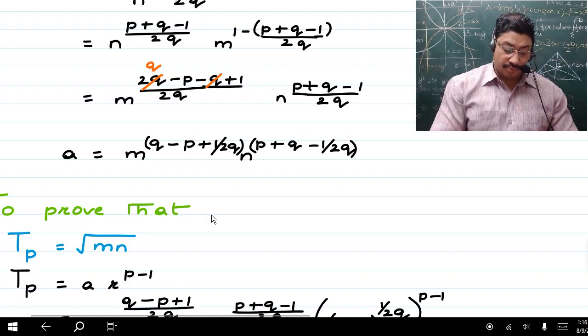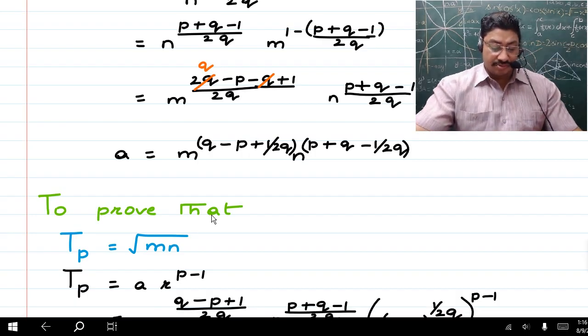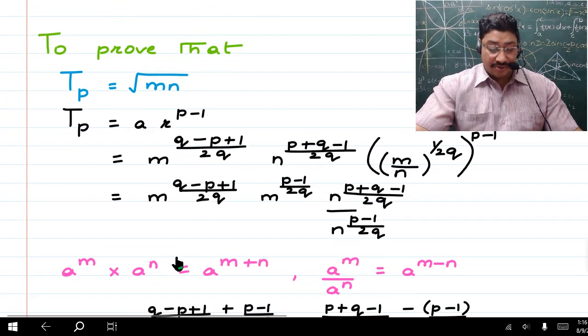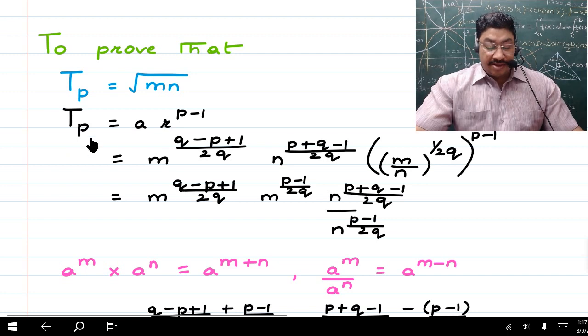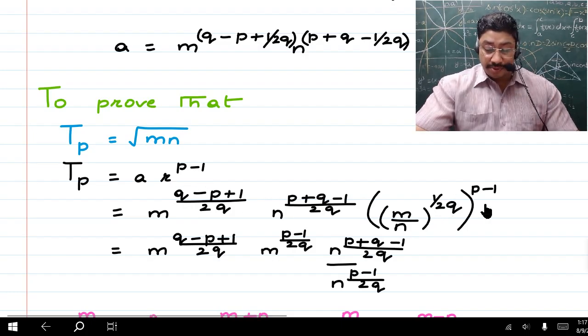Next, now we have to prove that. That means what we had to prove, we are now going to look that up, and in that, children, we have to prove the pth term to be equal to what? The pth term to be root of mn. Now we get ahead and we try to prove it. For that, first we talk about what the pth term is going to be. It will be a into whatever is the common ratio raised to the power p minus 1, as it is the pth term. Now further here, we keep the value of a as we found out, right? That is this. Okay, and then we also keep the value of r that we found out earlier as m upon n raised to the power 1 upon 2q, and we put its whole power to be p minus 1.